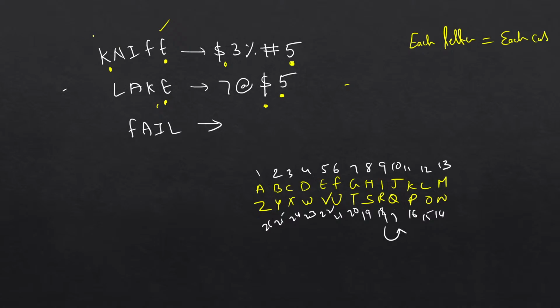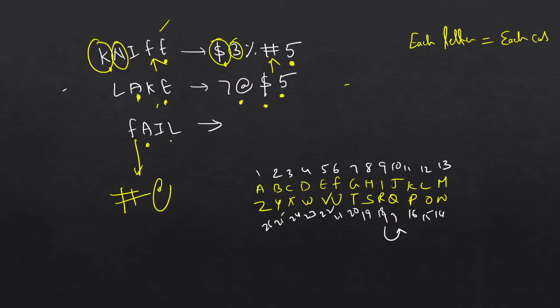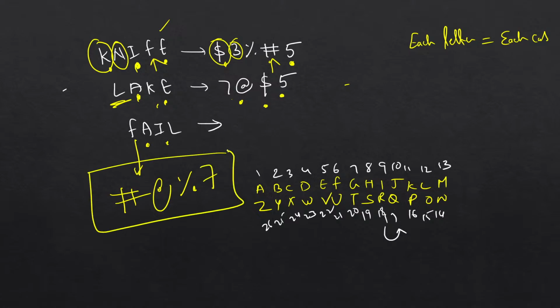In symbol coding, first letter is equal to first symbol, second letter equal to second symbol, like that. So I want to find out fail. Where is F here? F is the fourth letter here. Fourth letter means hash. A is the second letter here, which is at the rate. I is the third letter here, which is percentile. And coming to L, it is the first letter, that is 7. So this is going to be your answer here. So that is called symbol coding.